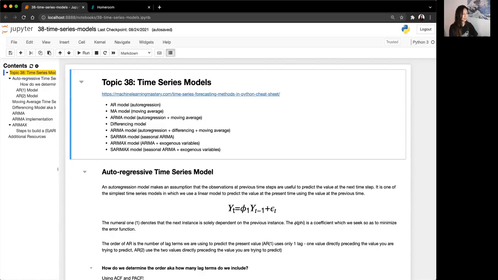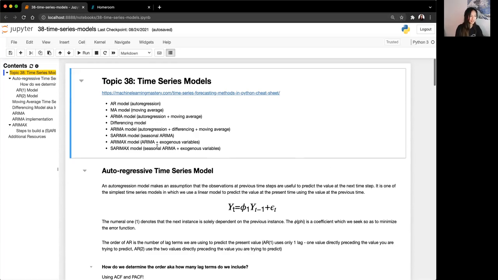Okay, so today, topic 38, we move on from time series data to time series models. Here I've listed a bunch of time series models, and I will tell you that within our curriculum, excluding the appendix, it actually ends at ARIMA here. So we're actually going to cover all of these today. These are what we're going to talk about today.